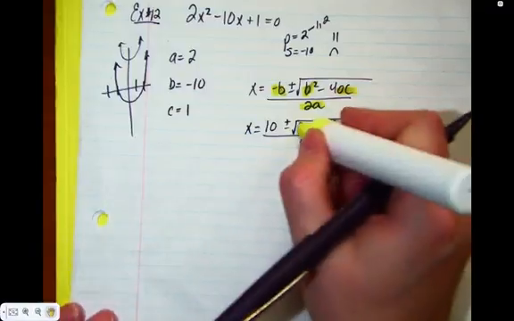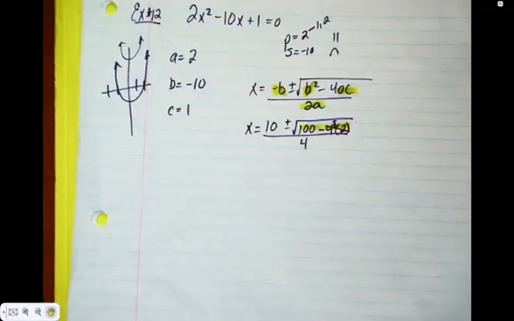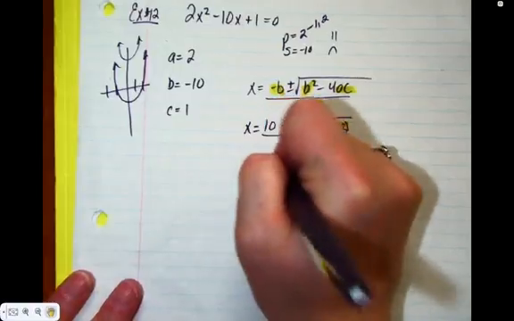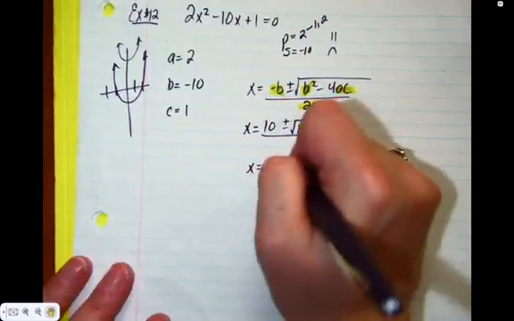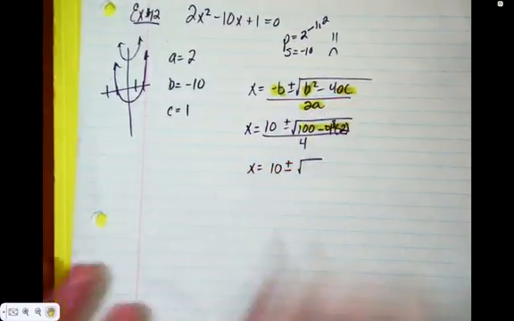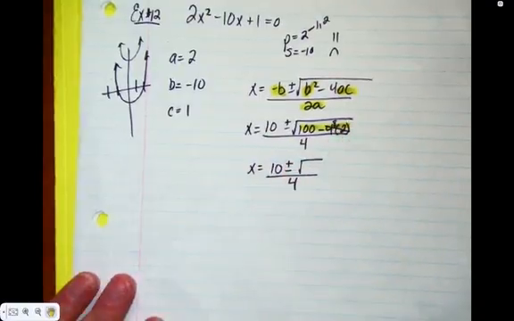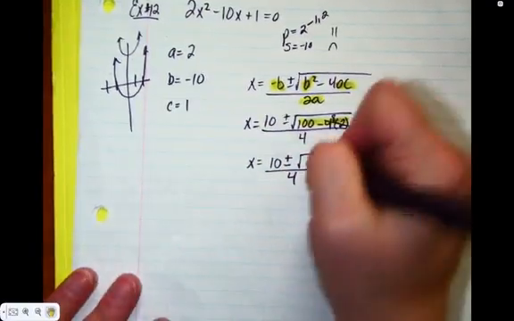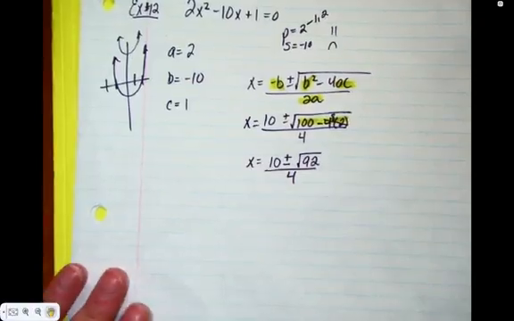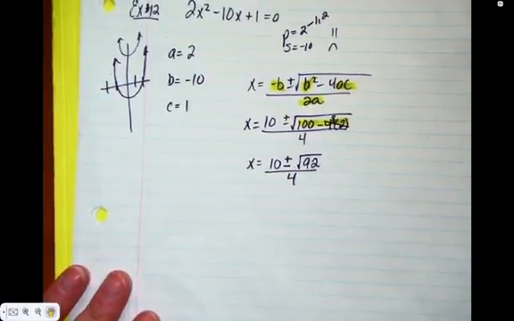Then in the next step, I do the simplifying of the radicand. So I'm going to leave the 10 out front. I'm going to leave the plus or minus. I'm going to leave my root, and I'm going to leave the 4. 92. Well, that was quick, 92. Can I simplify the root of 92?